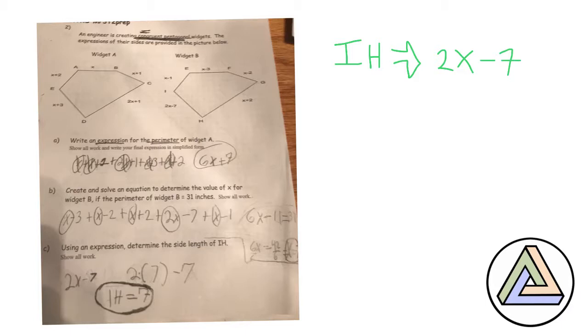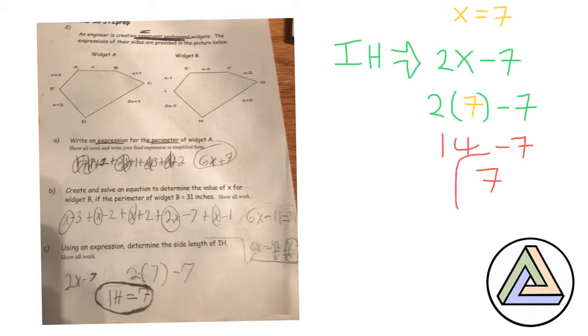Now we already figured out what x was from before. We know that x equals 7. So, of course, what that means is we can substitute 7 in for x and take it from there. So 2 times 7 is 14, and that will be 14 minus 7, which is 7. And this is another example where it looks like my student did quite well.